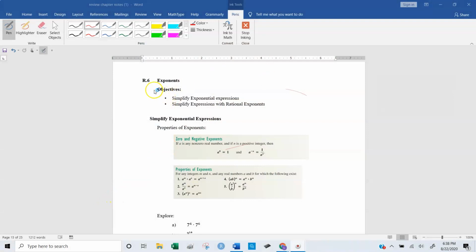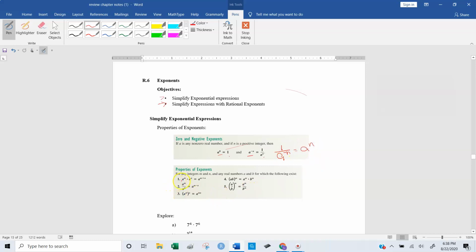All right, so we're going to simplify exponents and we're going to worry about simplifying expressions with rational exponents, or exponents that are fractions. First thing to remember, anything to the 0 power is equal to 1, and if you have a negative exponent, it's in the wrong place. So if it's in the numerator, it belongs in the denominator. But if it was in the denominator, then it would move to the numerator.